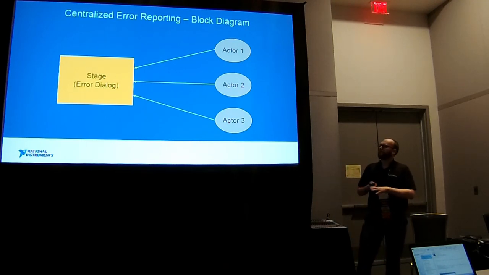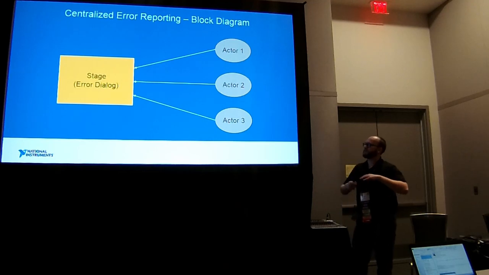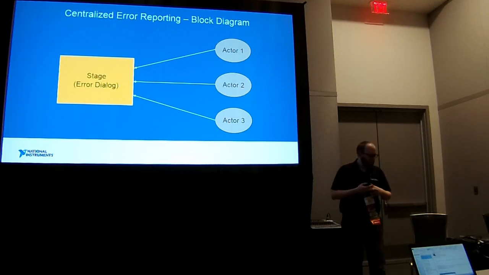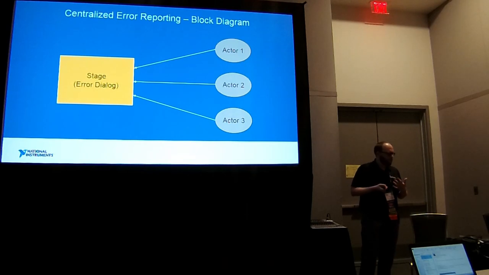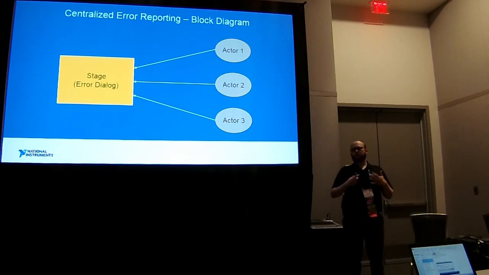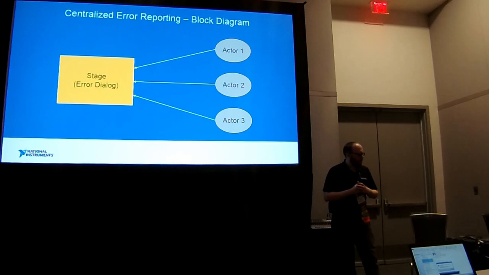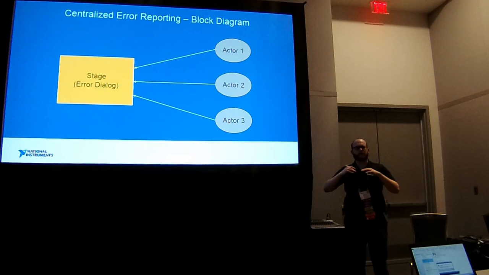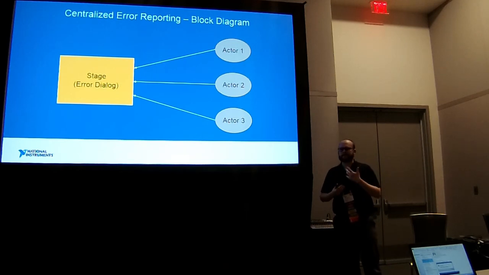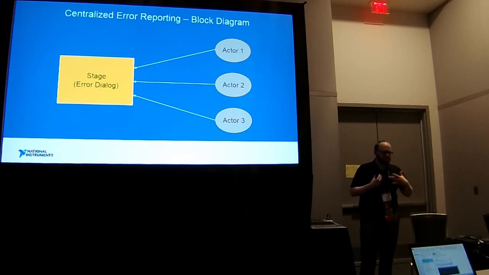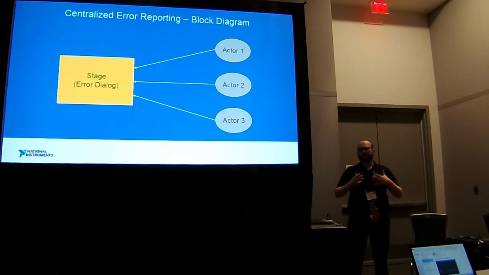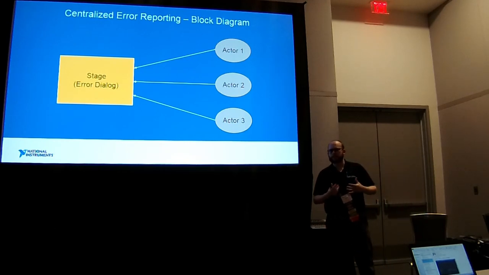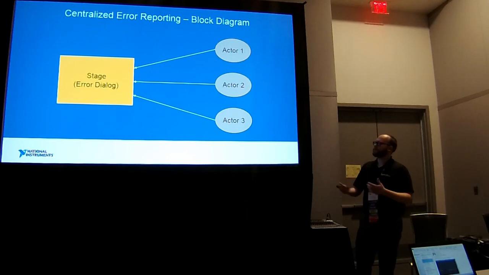There are two primary components in our error process framework: the actor and the stage. An actor in the error process framework is a VI that contains the hooks required to communicate with the stage. Typically, an actor is a higher level application, such as your user interface, a data logger, or a DAQ engine. The stage is the VI that aggregates all of these actors and reports all of their errors. This is the error dialog process that you would see when one of the actors generates an error.